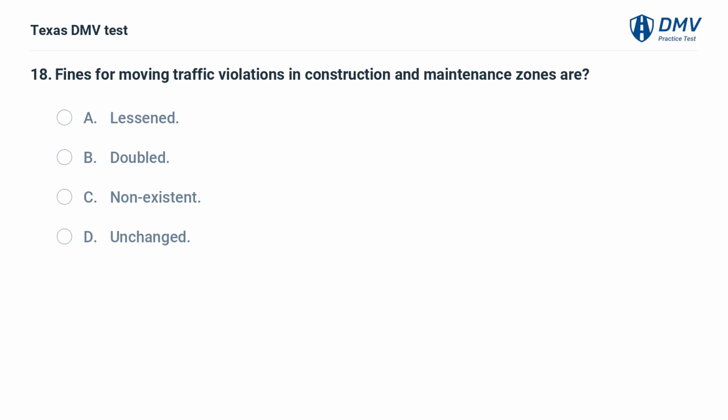Fines for moving traffic violations in construction and maintenance zones are A. Lessened. B. Doubled. C. Non-existent. D. Unchanged.